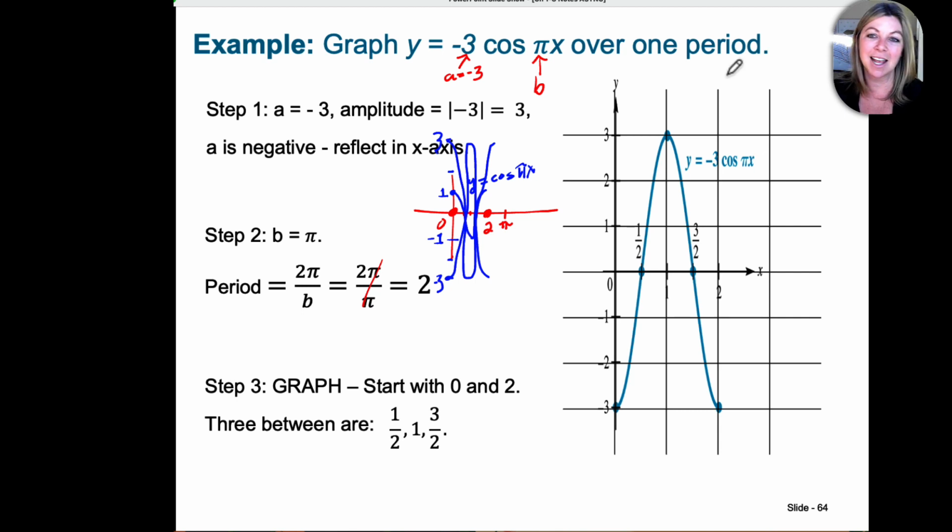Okay, let's pause and do homework questions. This is chapter 4. I want you guys to do numbers 1 through 18.